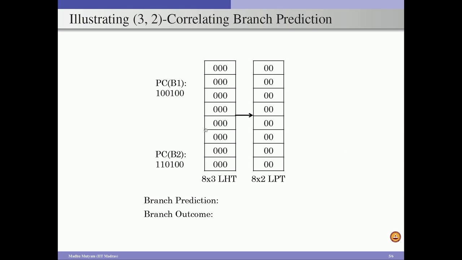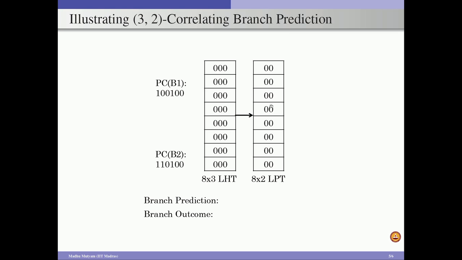Effectively, if we index into this local history table using some 3 bit value from our branch address, we will get another 3 bit information, and using this 3 bit information we can index into this 8 entry local prediction table, and that mapped entry is going to give you a 2 bit information, and using the 2 bit information based on our 2 bit dynamic branch predictor, we will make a prediction whether the branch is going to take place or not.